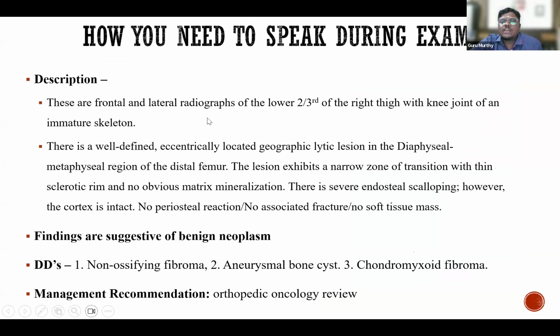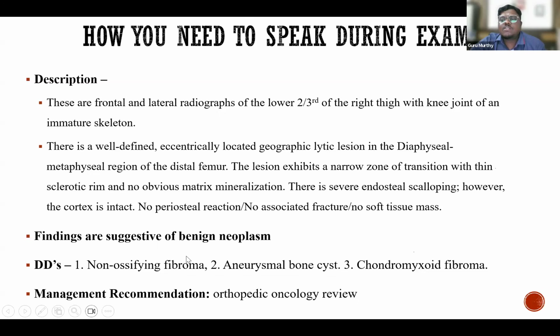These are the frontal and lateral radiographs of the lower two-thirds of the right thigh with knee joint of an immature skeleton, and there is a well-defined, eccentrically located geographic lytic lesion in the metadiaphyseal region of the distal femur. The lesion exhibits a narrow zone of transition with a thin sclerotic rim and no obvious matrix mineralization. There is severe endosteal scalloping, however, the cortex is intact. There is no periosteal reaction, fracture, soft tissue component, or other associated lesions.